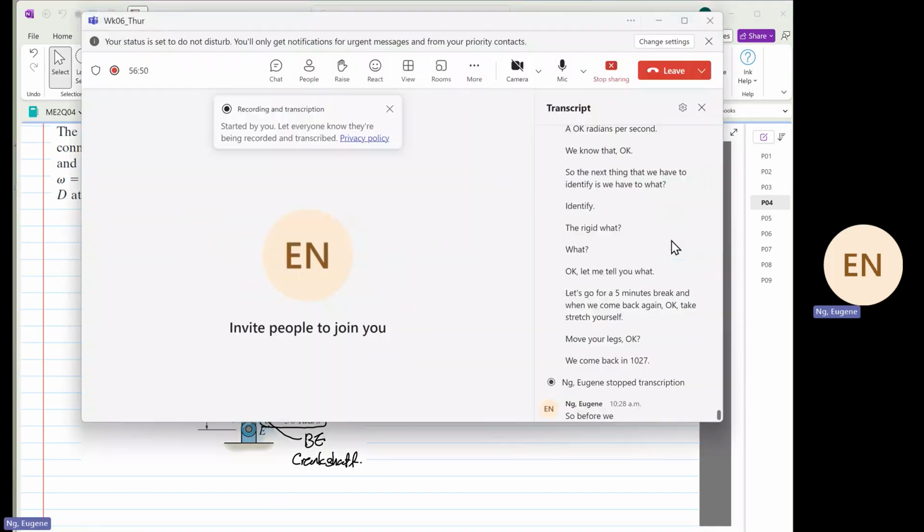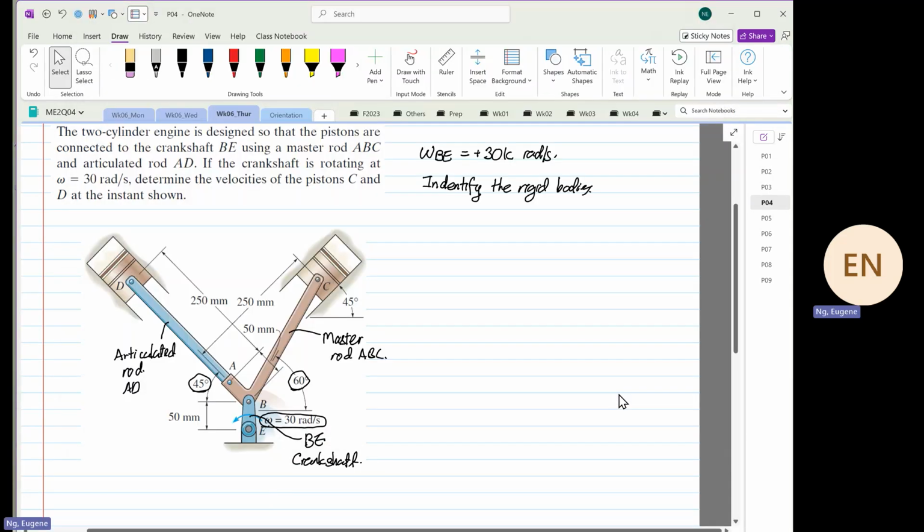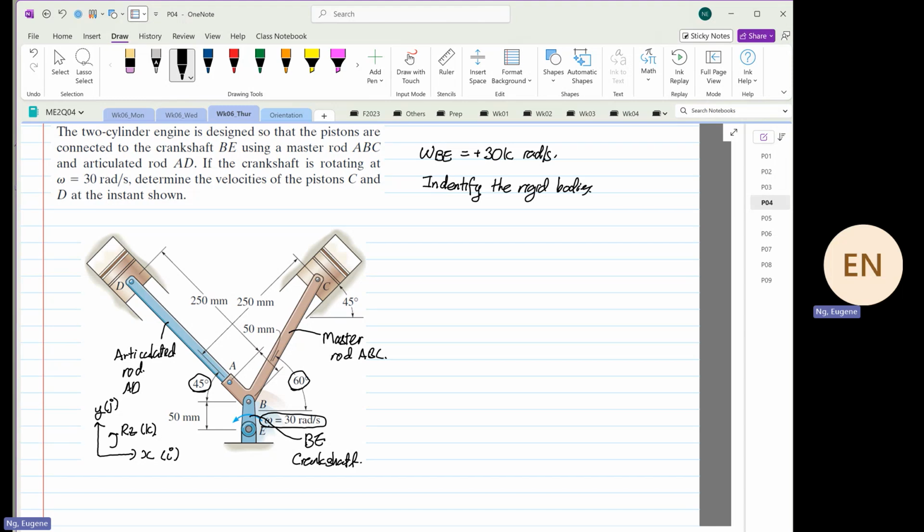So before we identify our rigid body, I'm reminded that we have to draw our transformation. So this is X, Y, rotation about Z. Just to remind you, in Cartesian, this is I, J, and this is our K component. So we have to identify our rigid bodies.